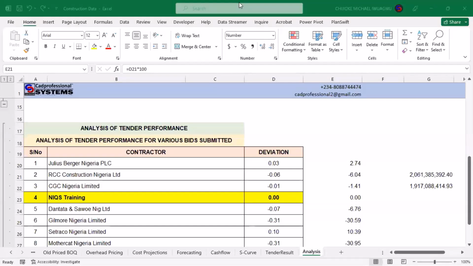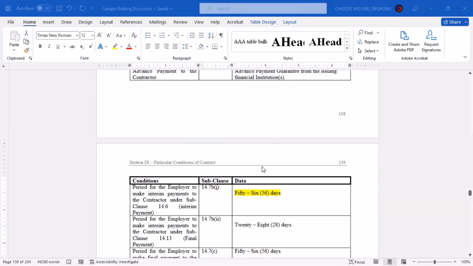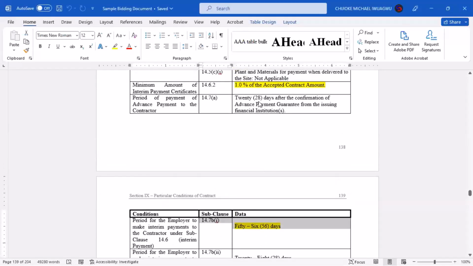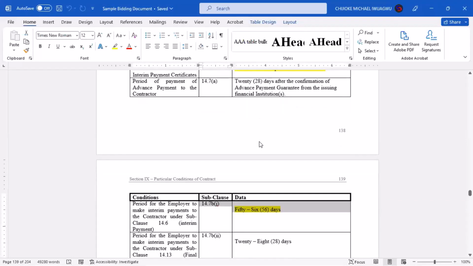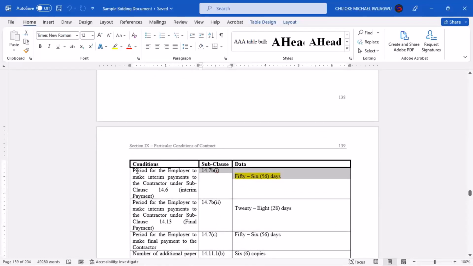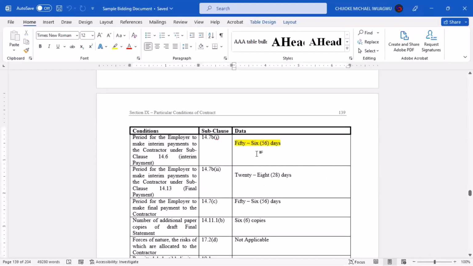I have a contract document here. I'm not just quoting from my head. It's actually a tender that is in progress. The tender is expected to be closing sometime on the 5th of October or thereabouts. Now, what determines your payment cycle is here. Under this standard condition of contracts, FIDIC 2017, the payment cycle that they have recommended here is 56 days.